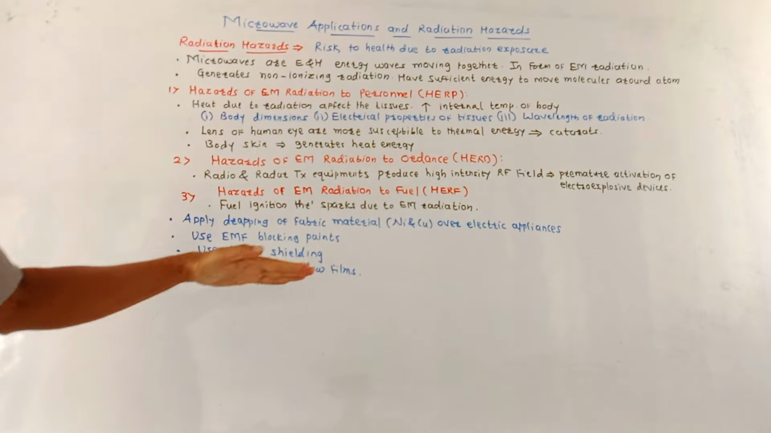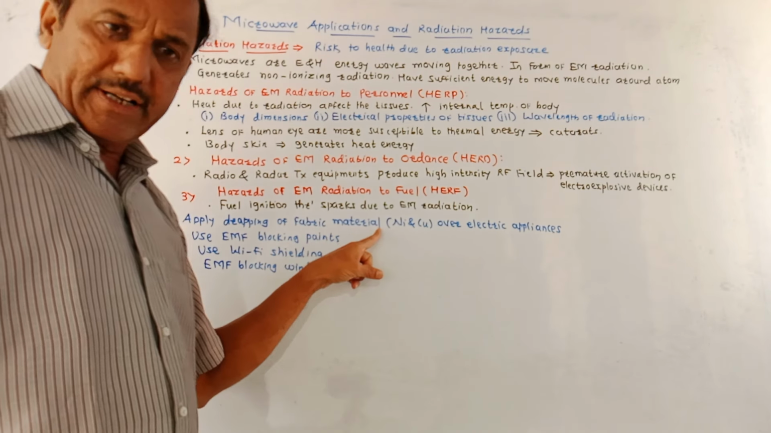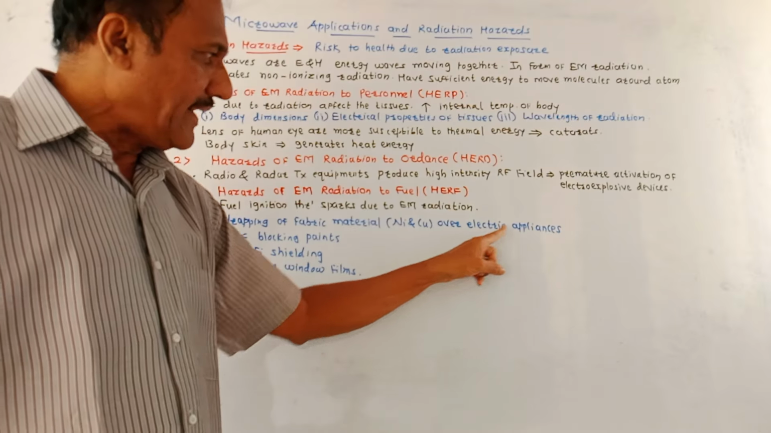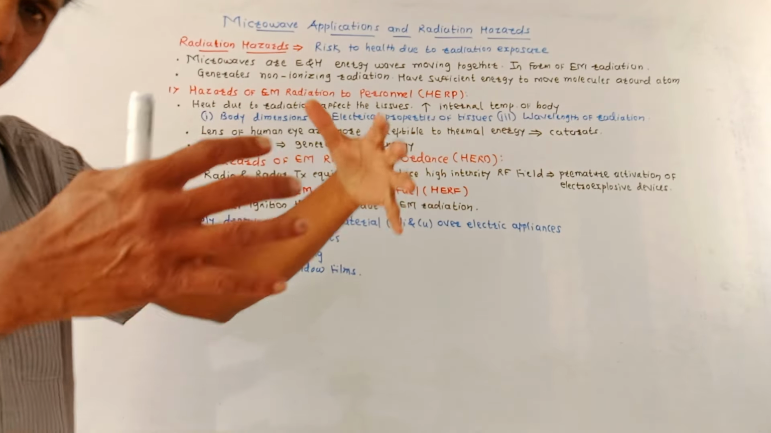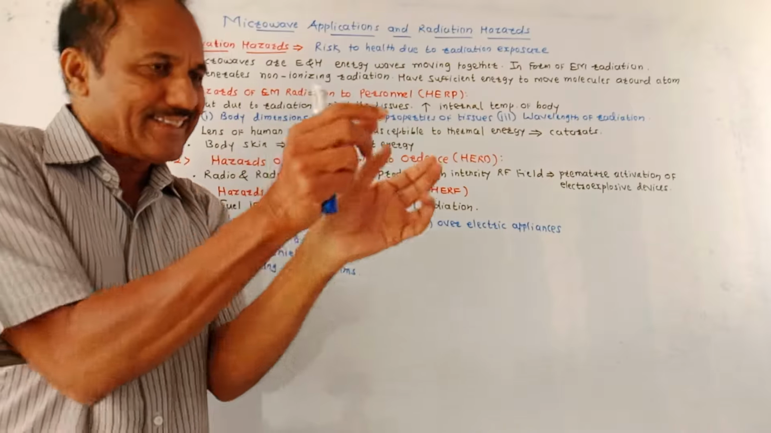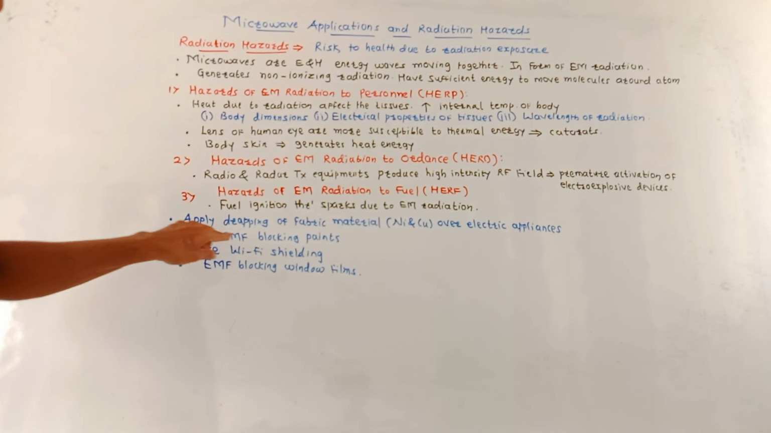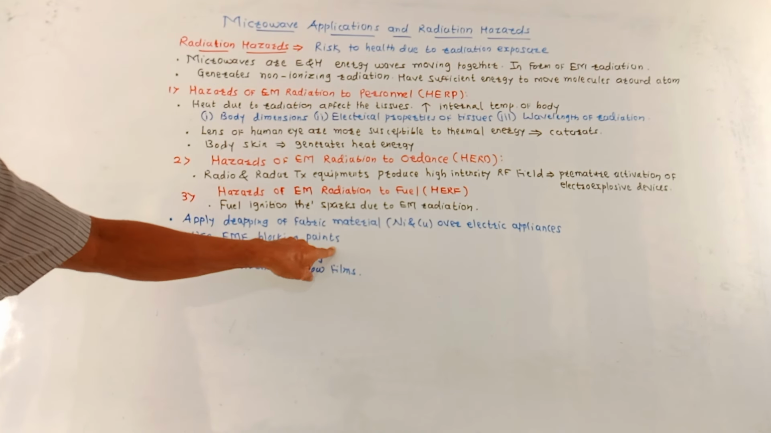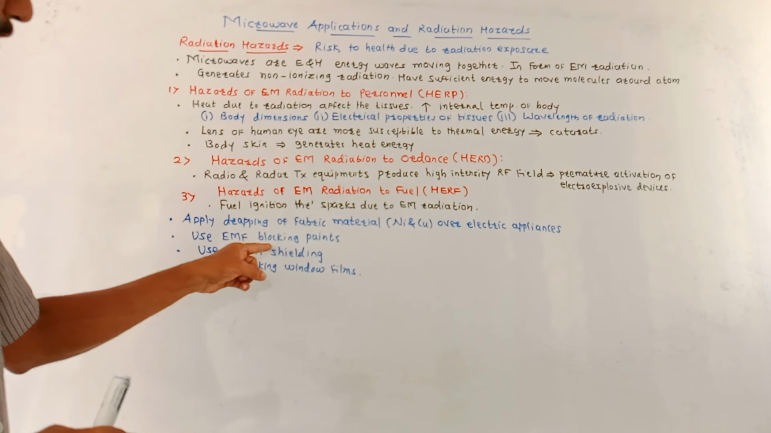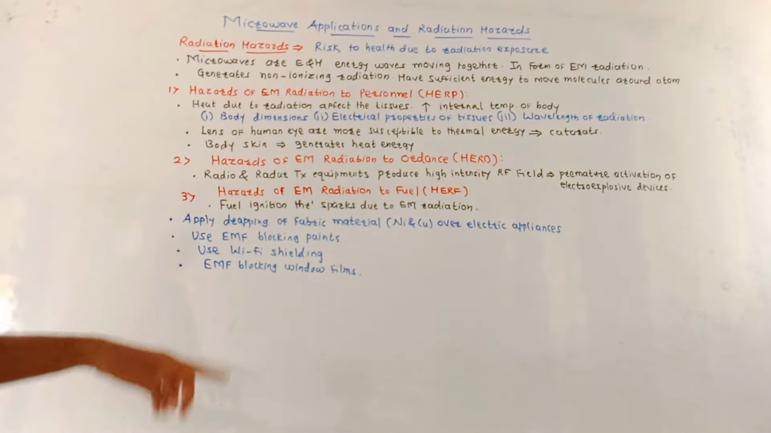To avoid such things, the first step is to apply draping of fabric material. This fabric material consists of nickel and copper over electrical appliances, because this material has a property to absorb the radiation, and then this absorbed radiation is passed through to the earth. Then use EMF blocking plates. Some typical paints are available in the market. Those are EMF blocking paints. As the name indicates, these paints block the EM radiation.